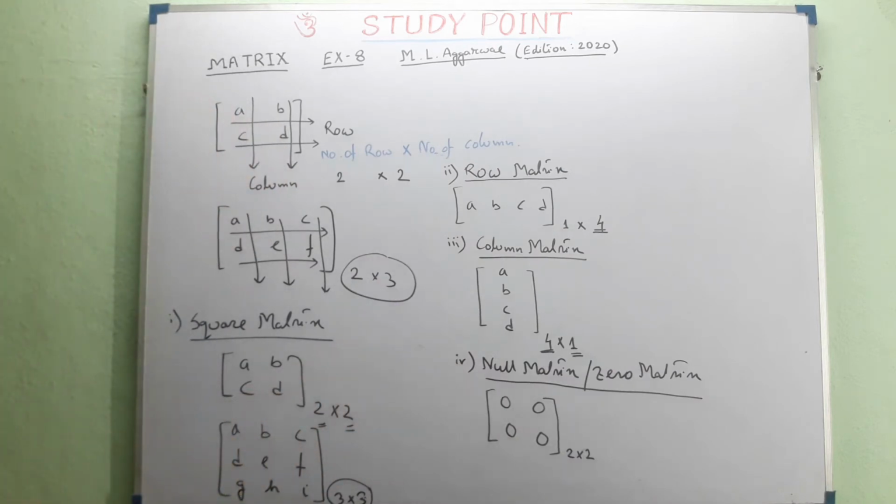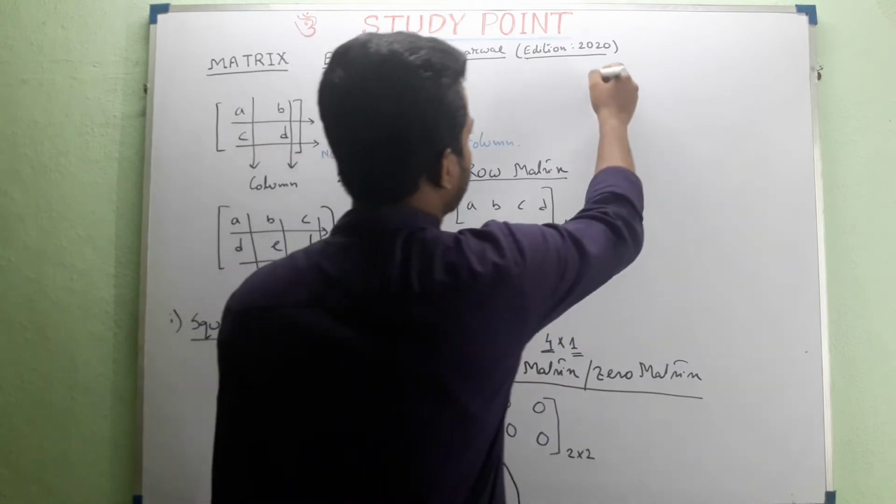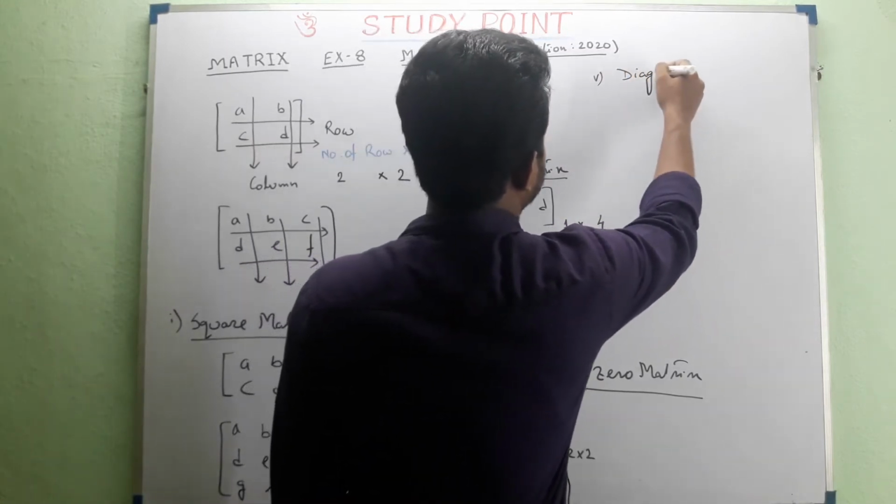Now, according to your syllabus, there are only 2 types of matrix remaining. See, the first one is the diagonal matrix.